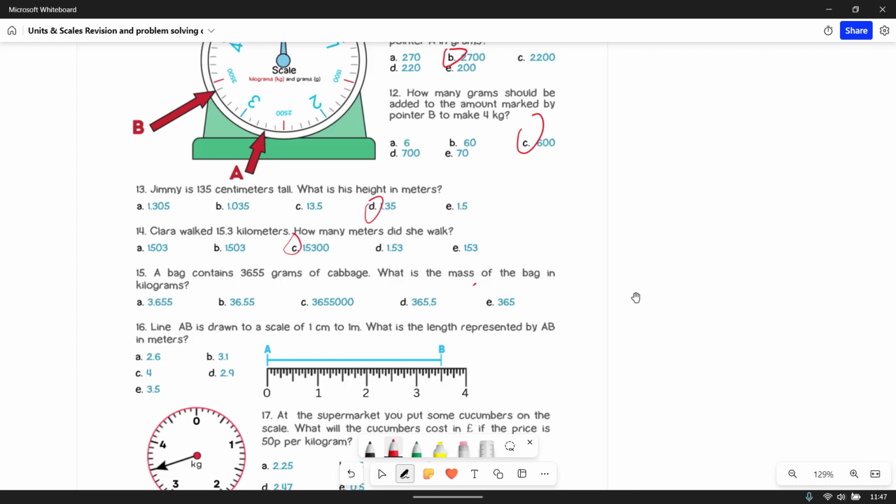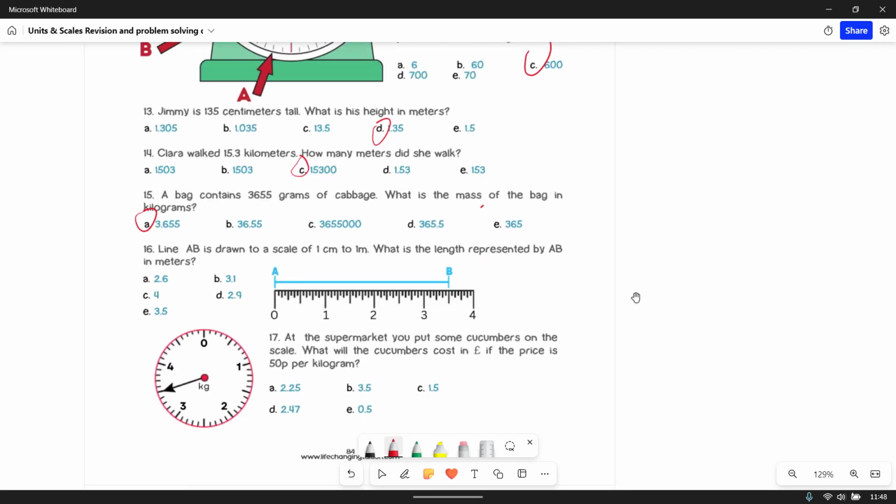Number 15. A bag contains 3,600 grams of cabbage. What is the mass of the bag in kilograms? So 3.6. Oh no, you divide by 1,000. Turn grams into kilograms.